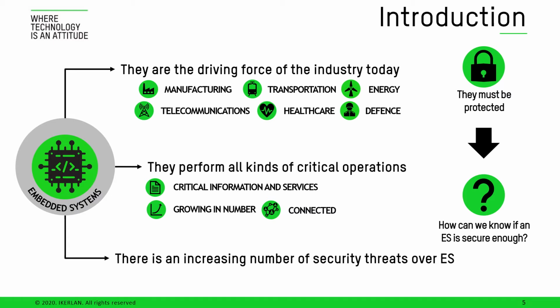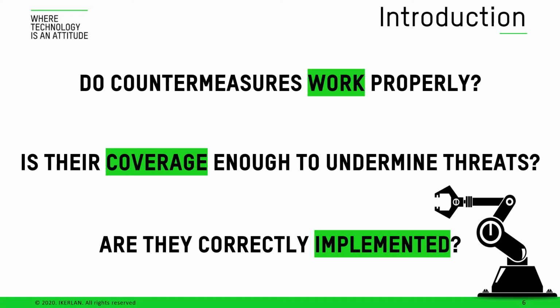So under this scenario, there is an increasing number of security threats over embedded systems. But in embedded systems development, security is not a priority in most cases. So embedded systems must be protected, but how can we know if an embedded system is secure enough? As I said before, there is an increasing number of security threats over embedded systems, and countermeasures are being applied to protect them against known threats.